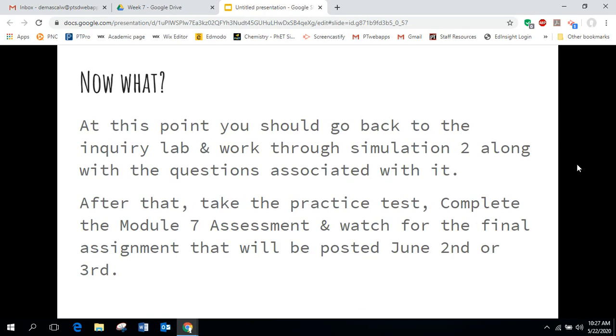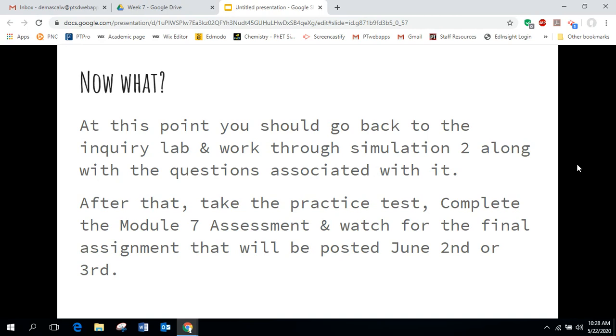So at this point, you should be able to go back to the inquiry lab and work through simulation 2 along with the questions that are associated with it. After you finish that up, take the practice test and then complete the final Module 7 assessment. That'll be the end of the graded work for the quarter. Please make sure that those are done Friday or Monday.